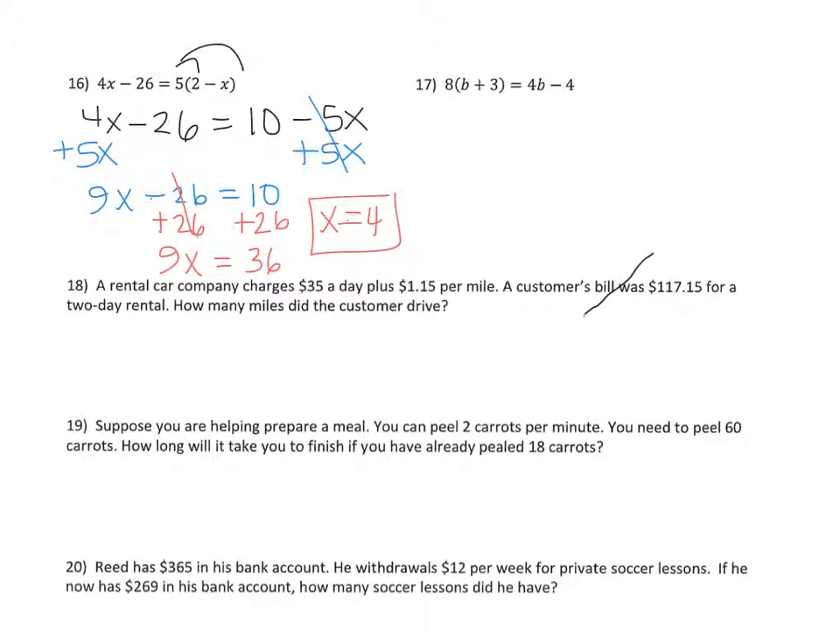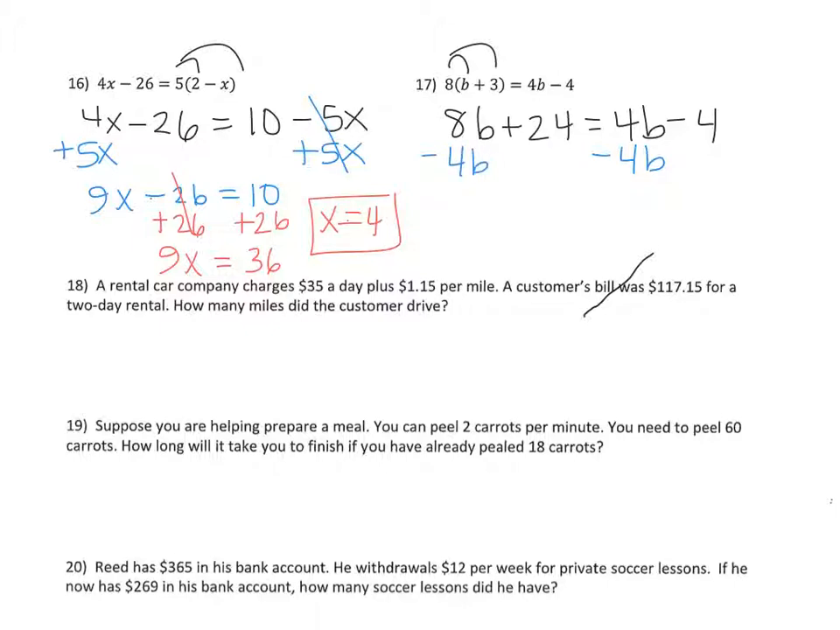And then 17, I need to distribute a property, so it's going to be distribute. So it's going to be 8b plus 24 equals 4b minus 4. So then I'm going to get my b's on the same side. So I subtract 4b from each side.